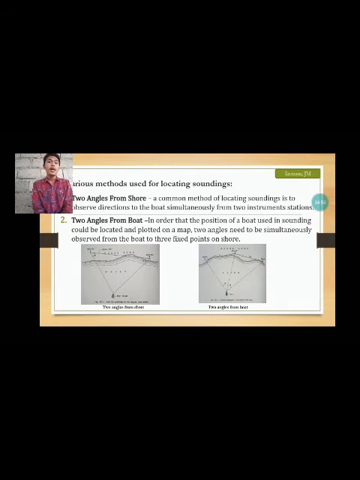Okay, so as you can see, from the boat to the shore there are three lines, and for the sounding to be located and plotted on the map, it is a must that the two angles from the boat to the shore be observed simultaneously.